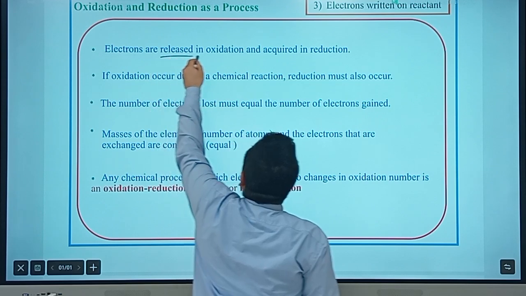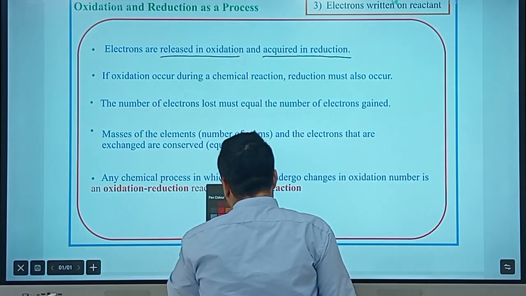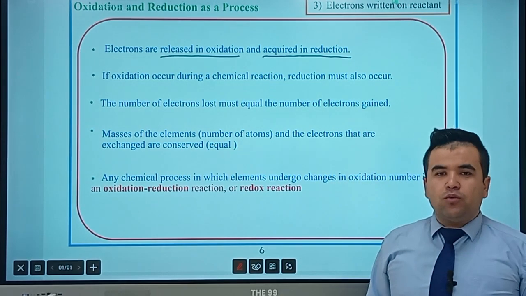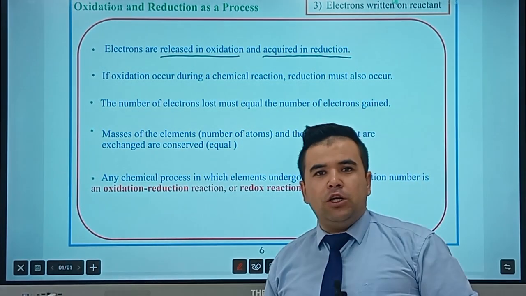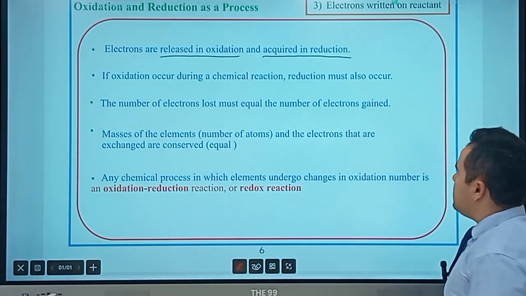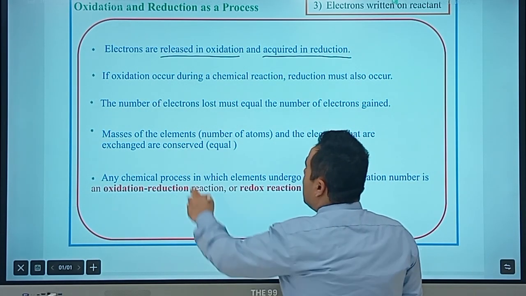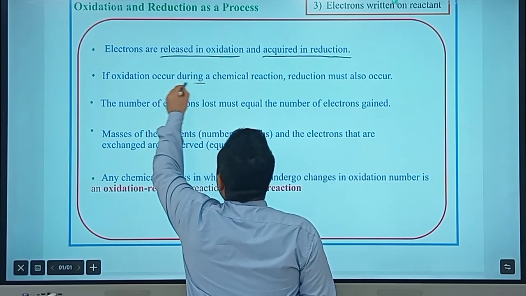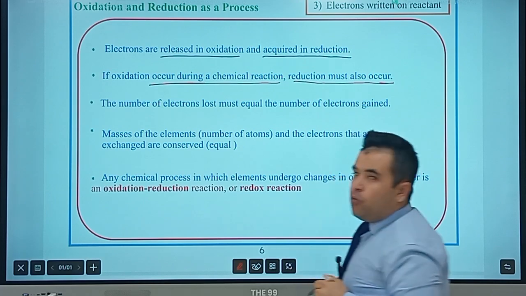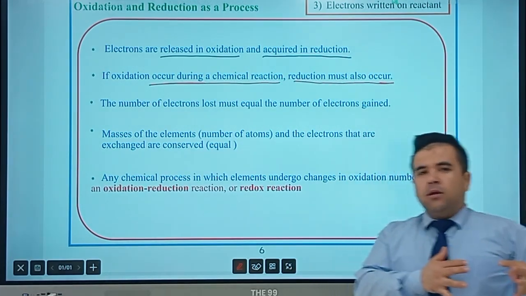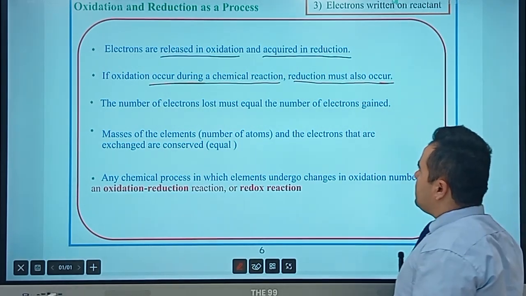Electrons are released in oxidation and acquired in reduction. This must be known: in the oxidation process, it's the releasing of electrons, but in the reduction process, it's the acquiring of electrons. If oxidation occurs during a chemical reaction, reduction must also occur. So we do not have a process alone. Both must occur simultaneously.